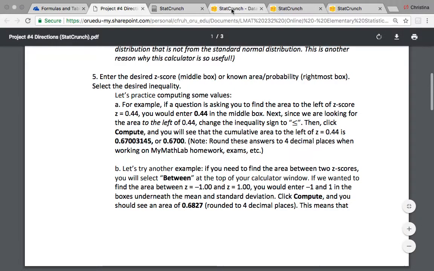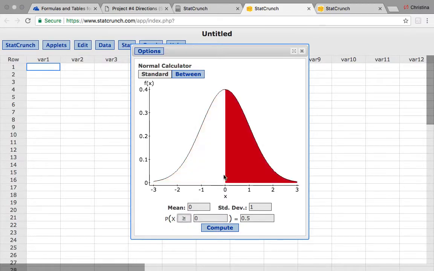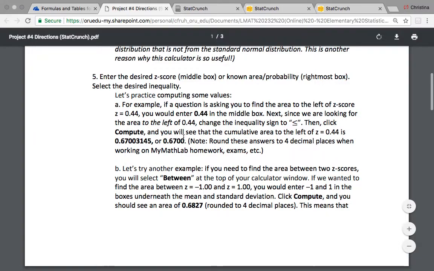So remember, if I go back over to our picture here in our graph, we're going to set this inequality as less than if the directions are telling us to find an area either to the left or less than a certain z-score value. If it's asking us to find an area to the right, then we're going to have to set our inequality as greater than or equal to. So just make sure that you're paying attention to that in your directions and in what the example is saying.